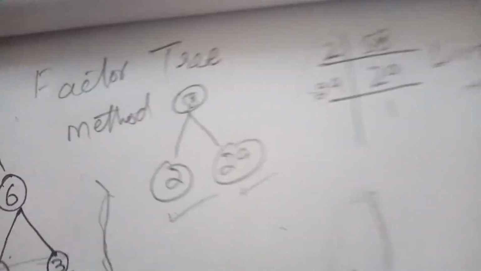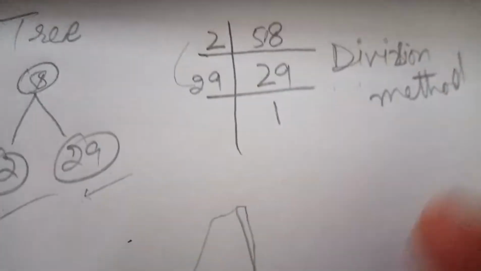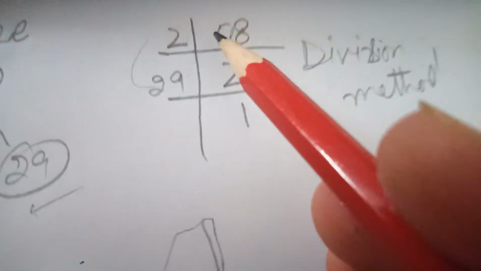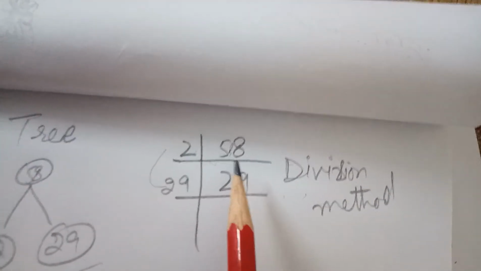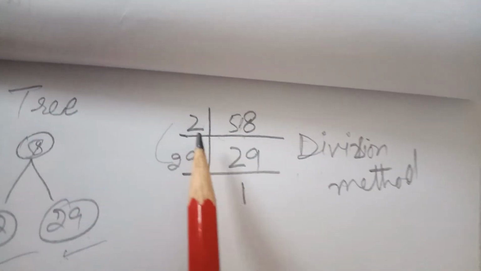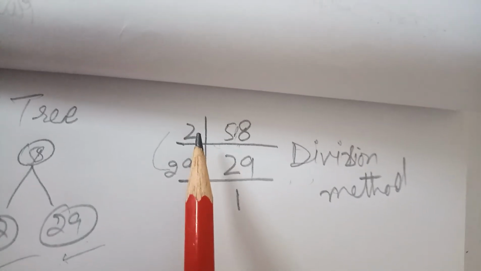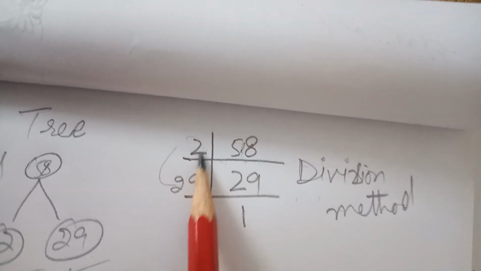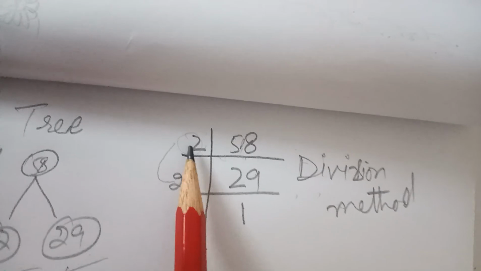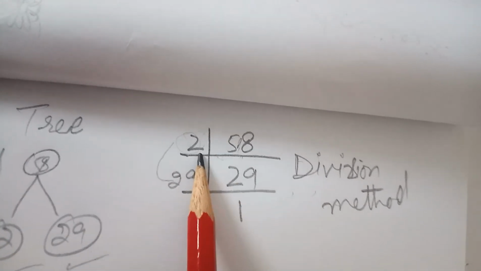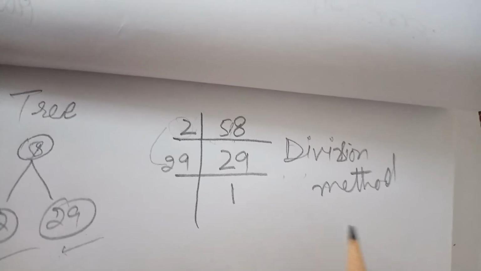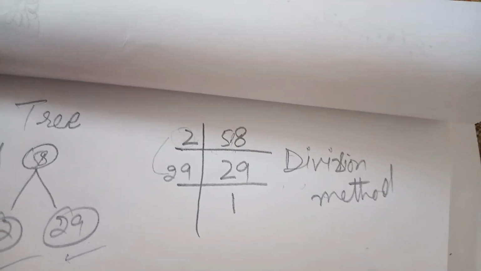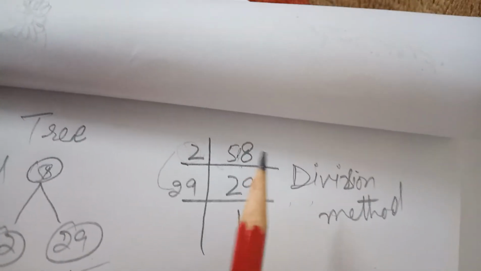Now let us come to the division method. In the division method you take the prime factors of 58. We will divide it with prime numbers. As you know, prime numbers are mostly odd numbers, but 2 is even. It is also a prime number because it can be divided only by its own table. So 2, 3, 5, 7, 11, 13, 17, 19, these all are prime numbers.